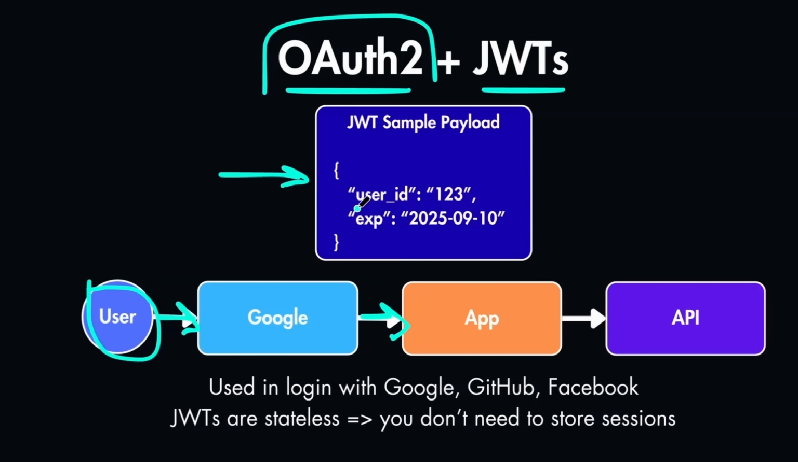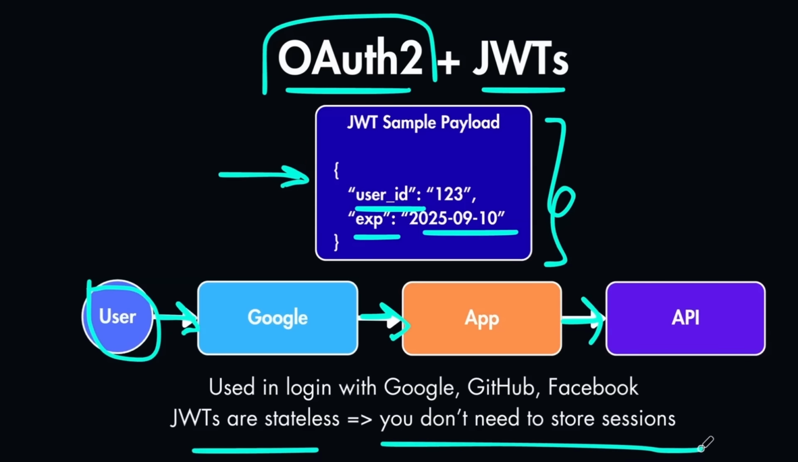Usually they send you the user ID or the email, the username and more stuff, and also the expiration date for these JWT tokens. This is a signed object which then you pass from your app to the API, and then your API will authenticate based on this information. JWTs are also stateless, similar to bearer tokens, which means that you don't need to store sessions between the requests and each request can be executed separately.